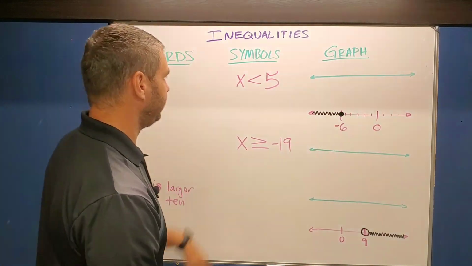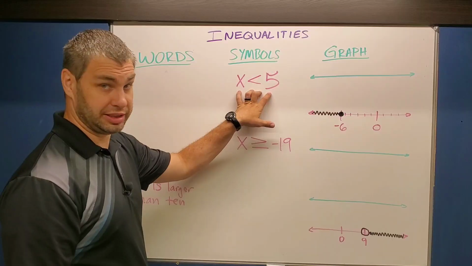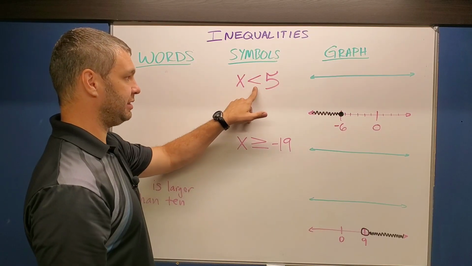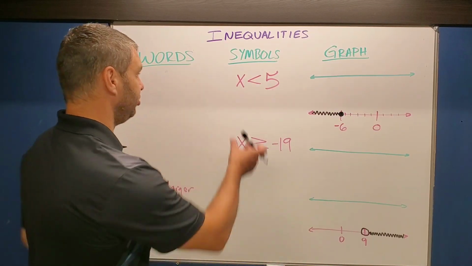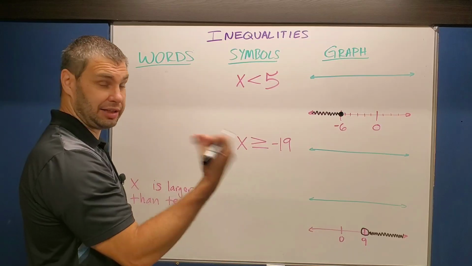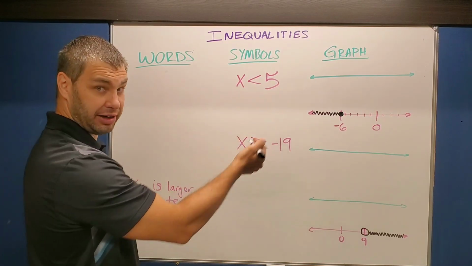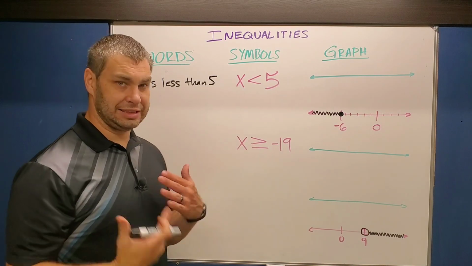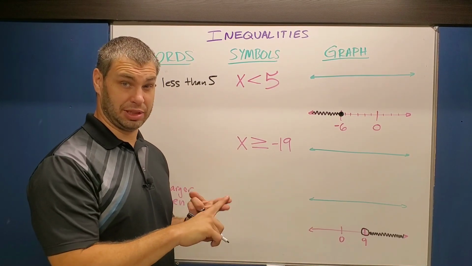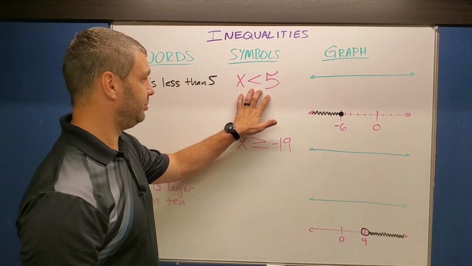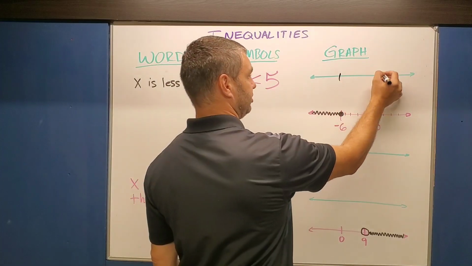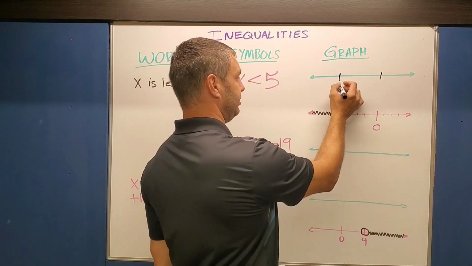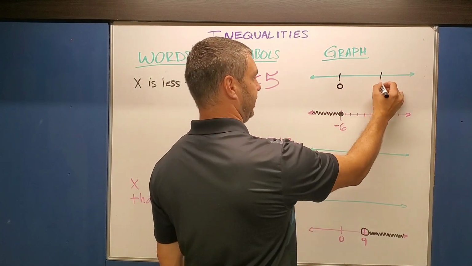So for example, this first one, they give us the inequality in symbols, x is less than 5. So you can literally write out the words exactly like it sounds: x is less than 5. As far as the graph goes, I typically like to use 0 and then the number I'm working with. So here it's going to be 0 and 5, and just make sure 0 on the number line comes to the left of 5.